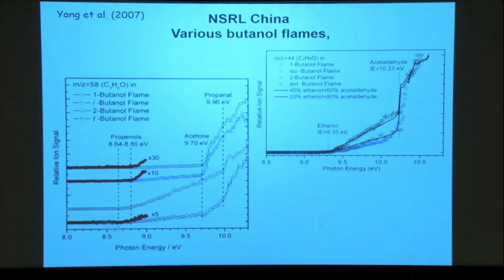So there was some similar work done at the Synchrotron Research Lab in China on butanol flames, again identifying enols that hadn't been seen before, so ethenol, for example, here. And again, distinguishing this from acetaldehyde using photoionization spectra.